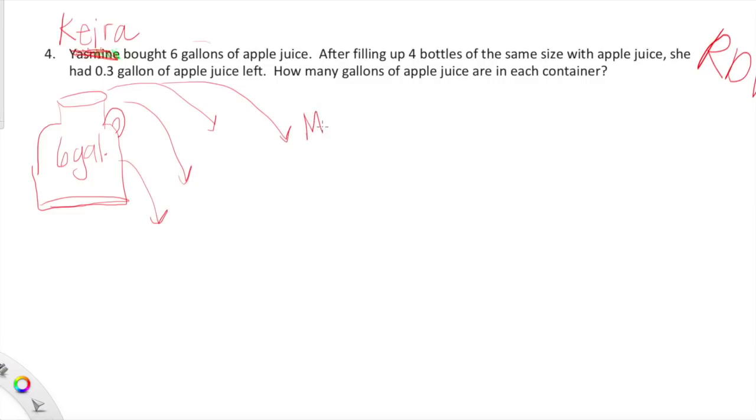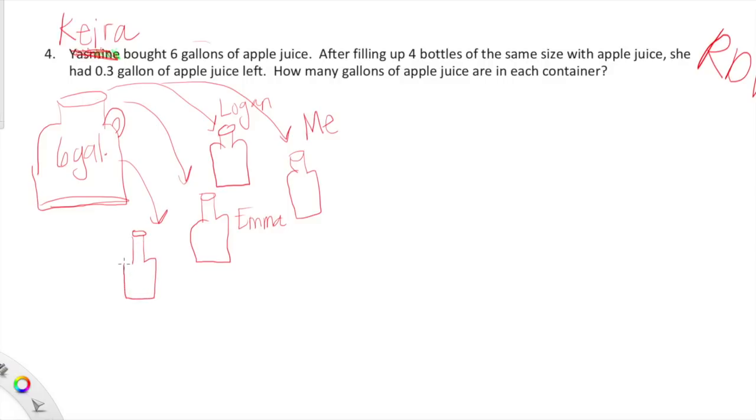First of all, she's going to pour 1 bottle for me because she knows that I also love apple juice. And then she's going to share 1 with Logan because he also loves apple juice. And then she's also going to share 1 with Emma because Emma loves apple juice. And then she's also going to share some with our very own Dylan. He is another apple juice lover.